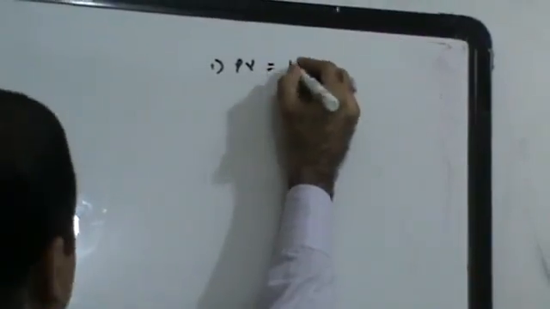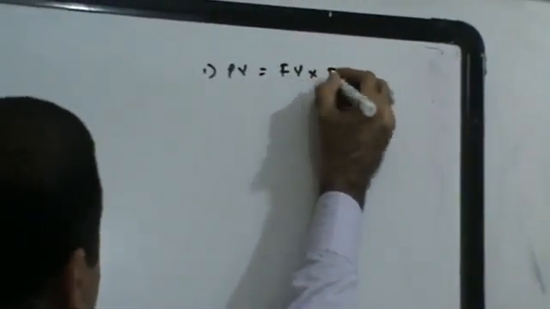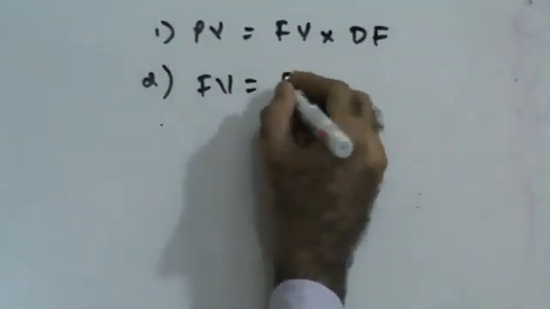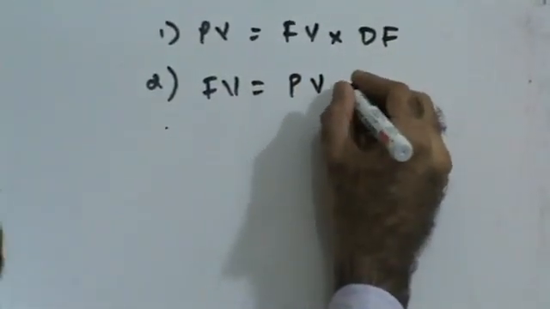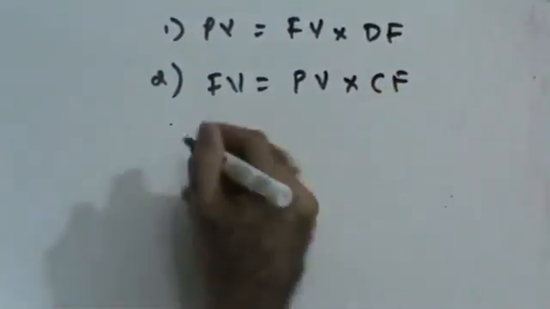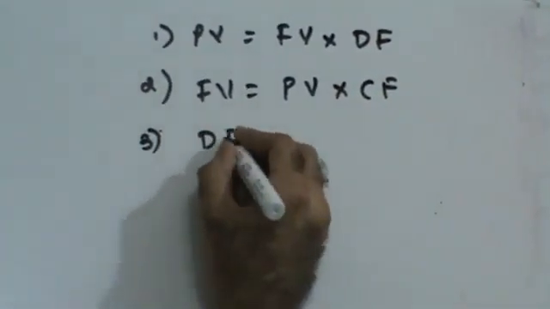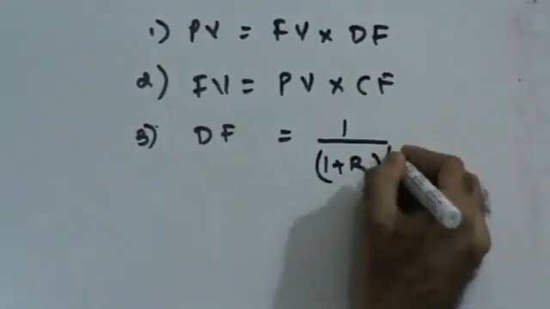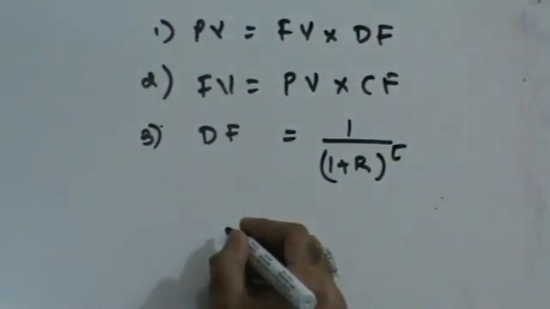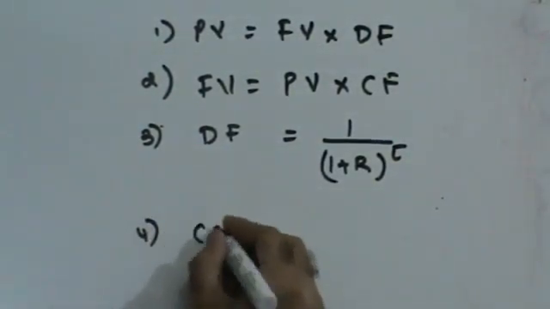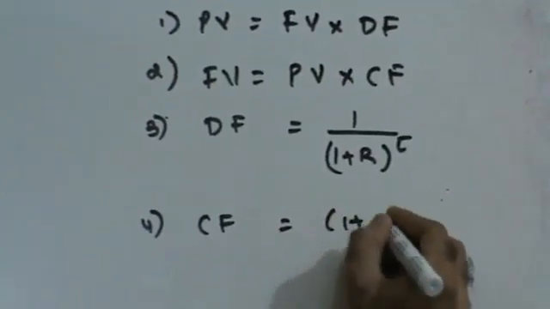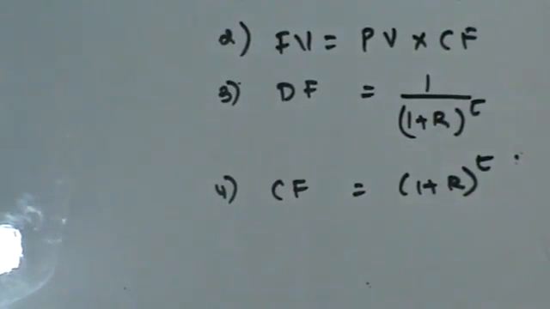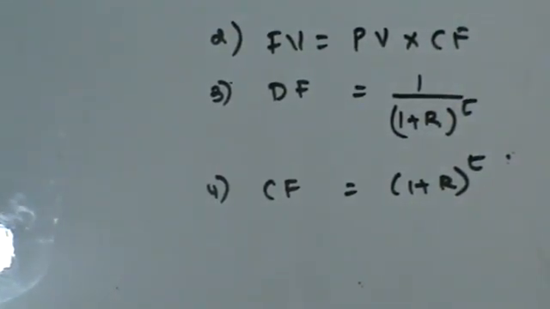Present value is future value into discounting factor. Future value is present value into compounding factor. Discounting factor is given by the formula 1 upon (1 plus r) raised to t. Right? Compounding factor is given by the formula (1 plus r) raised to t. Right? Initially, let's start with these four formulas and see how do we do the sum.